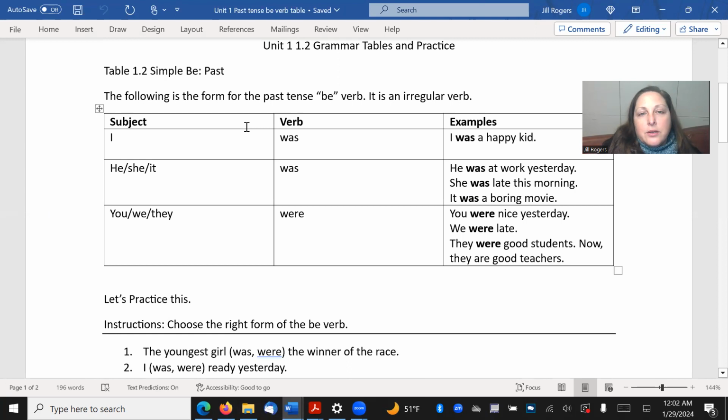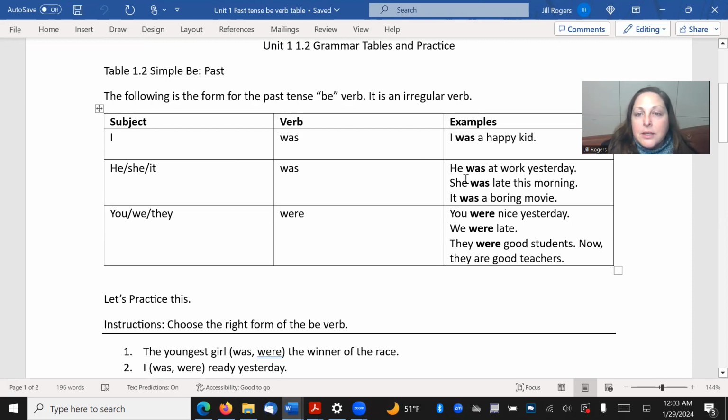Okay, so this is again Unit 1, 1.2 grammar tables and practice. Simple be past tense. Okay, the following is the form for the past tense be verb. We already know it's an irregular verb. So it's I was a happy kid. Nice. So whenever we want to talk about ourselves in the past with be, I was. Wow, this is different because guess what? It's actually the same for all 4 of these. Okay. So it's I was, for example, I was a happy kid.